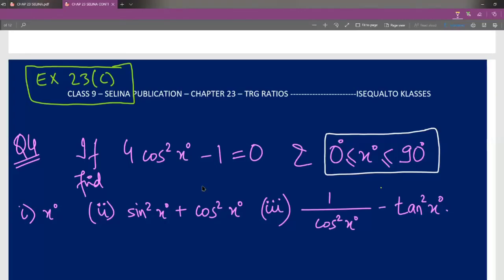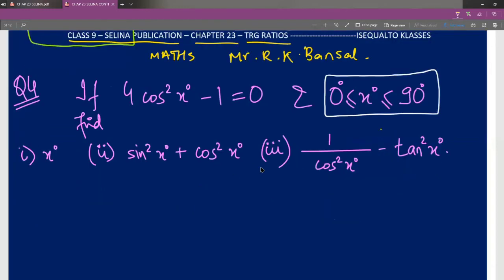Okay, so today we are going to start with exercise 23C, and all the problems that I'm going to be doing, I have referred them from Class 9 Selina Publications, chapter 23, which is trigonometric ratios, and the subject is maths, of course. It is written by Mr. R.K. Bansal. So you could refer all these problems that I'm about to do from that textbook. Okay, so without further ado, let's start.